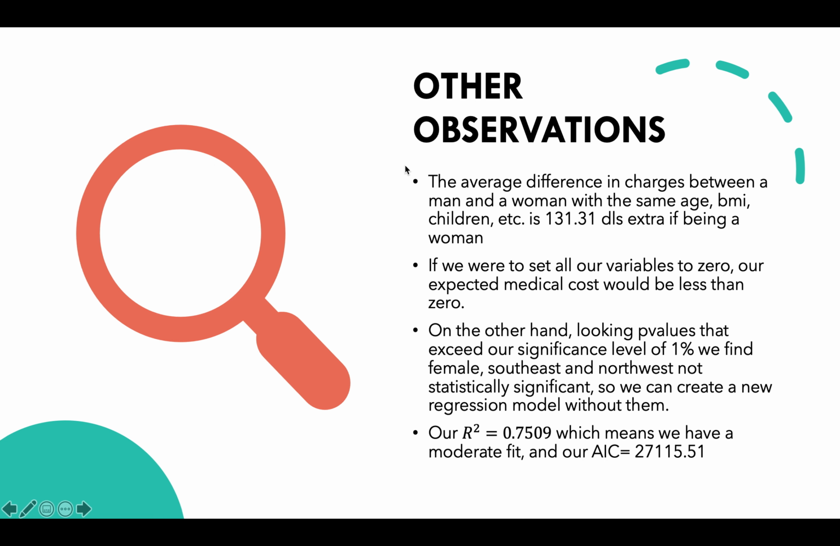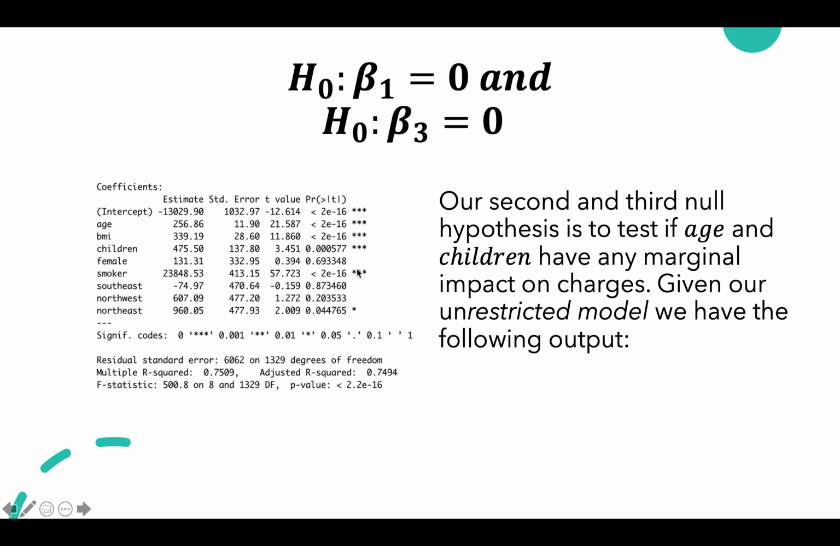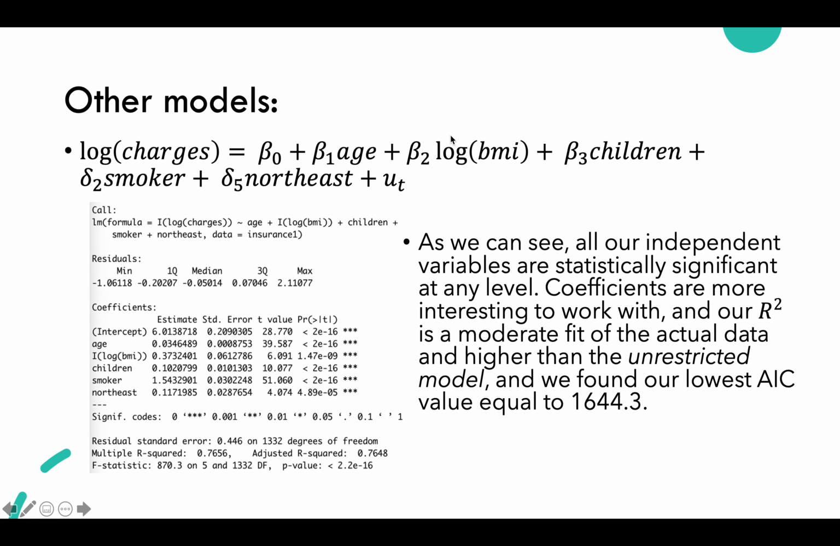We dropped all our non-statistically significant variables, and here we have another logarithm model. As we can see, all our independent variables now are statistically significant at any level. Coefficients are more interesting to work with, and our R squared value is a moderate fit of the actual data and higher than the unrestricted one, and we found our lowest eigenvalue equal to this value.